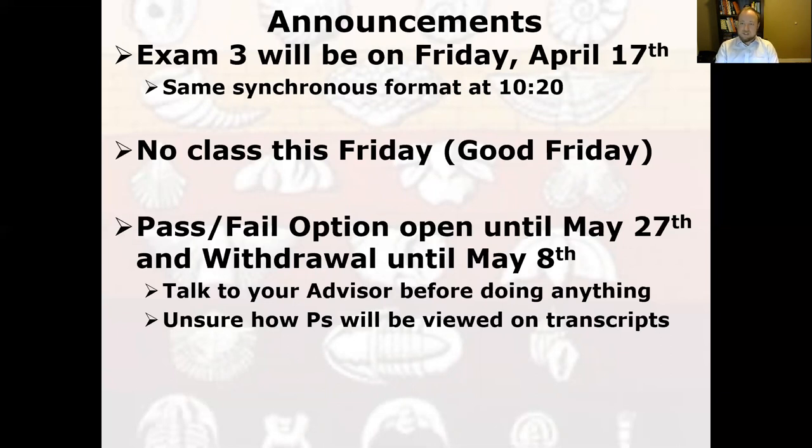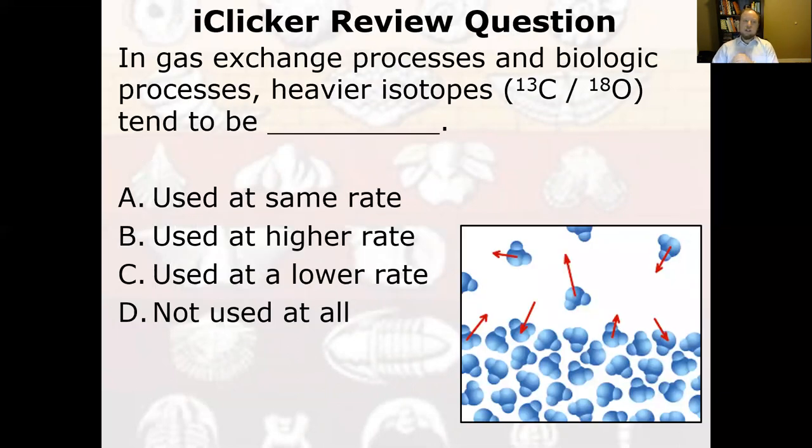So let's review what we talked about last time. In gas exchange processes, like say evaporation, and biologic processes like photosynthesis, heavier isotopes tend to be what? So the heavier carbon-13 versus carbon-12, and the heavier O18 versus O16. So are they used at the same rate, a higher rate, a lower rate, or are they just not used at all in these processes? So what do you think? Think back to last time.